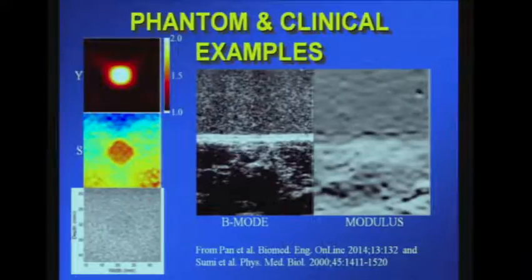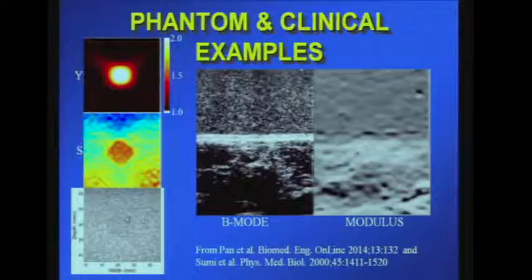So here's a couple of examples, B-mode images and actual elastic modulus images, which is the stiffness of the material, often known as Young's modulus. And here you can see the B-mode image and the elastic modulus showing soft versus hard.